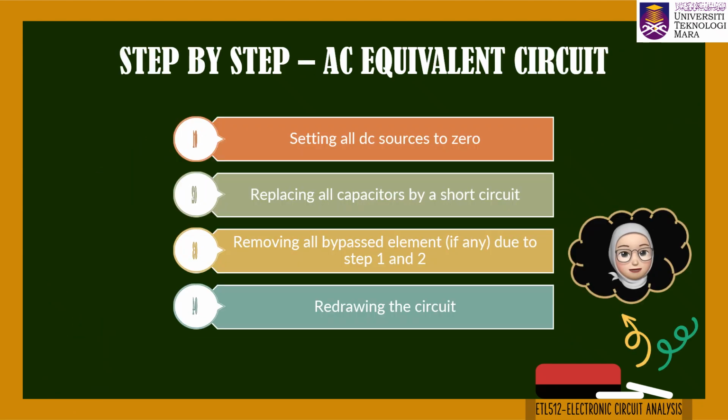To analyze an amplifier in AC, we must first redraw the circuit in AC equivalent form. Here is the step-by-step guide. Step number 1, set all DC sources to 0. Step number 2, replace capacitors with short circuit. Step number 3, remove any bypass elements, if any, introduced by step 1 and step 2. Finally, redraw the circuit.